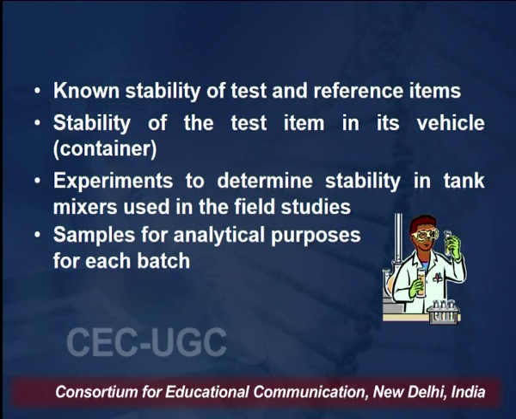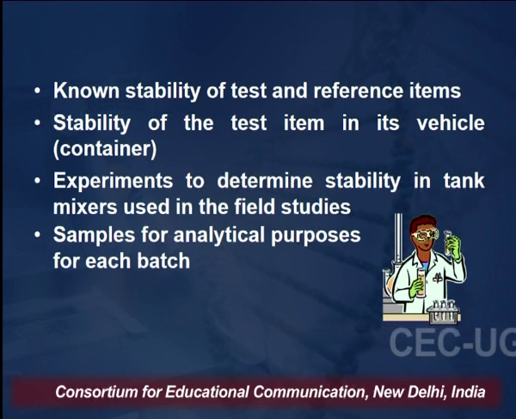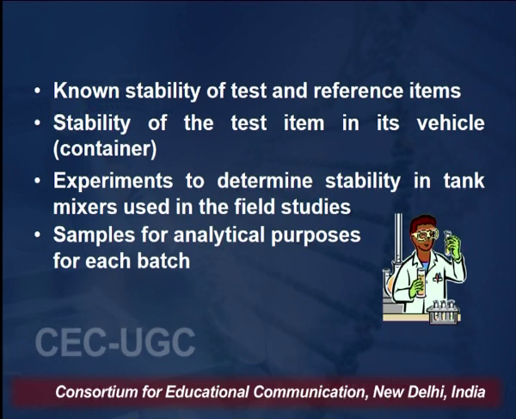Known stability of the test and the reference items. Stability of the test item in its vehicle container. Now, you might have noticed in your house that some are amber color bottles, some are in transparent bottles. Why is it so? Because certain items degrade in light containers or transparent bottles. By the effect of light or sunlight, the chemicals are degraded. To avoid that decomposition or color change, we use amber color bottles.